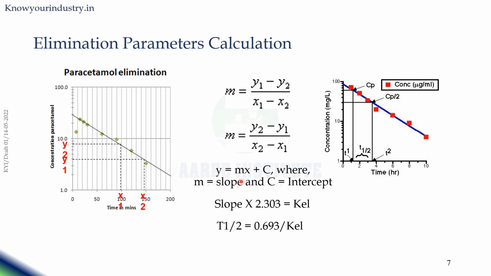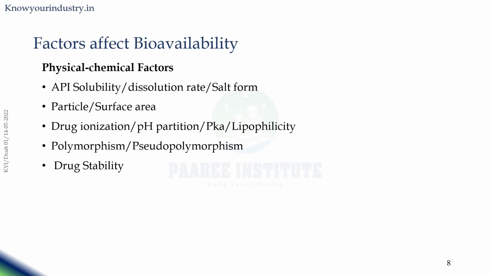Once you have the m value and the c value, that is slope and intercept, you can calculate the elimination rate constant by using this formula, that is slope into 2.303, the log conversion value. And also you can calculate the t1/2 by using the elimination rate constant, that is nothing but 0.693 divided by KEL. So far we have seen the basis of pharmacokinetics for bioequivalence and bioavailability.